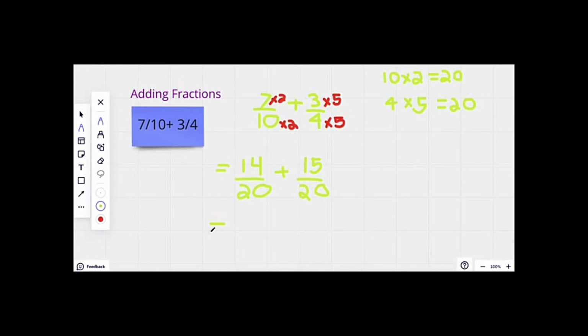So our next step would be, we draw our little line here. Let's put the 20 at the bottom here. We don't need to write it twice anymore. Okay, and we're ready to add the top. So we bring this 14, and we add it to the 15 right here. And that gives us 29. Let me put it over here.